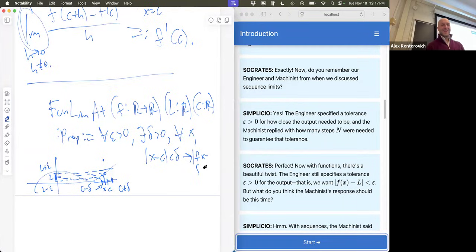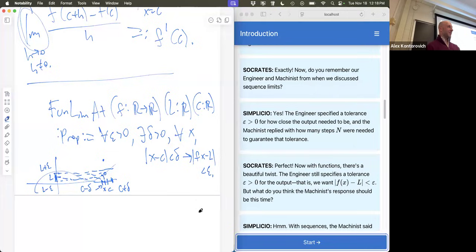L is less than epsilon. So yes, not f of c, because f of c could be something else. A limit has nothing to do with the value at the point C. It's just near the point C. And so we have this limiting value L, and we want to know that that's within epsilon. Okay, you give me an X that's within delta of C. I have to give you the delta, and then I'll guarantee that the function value will be within epsilon of the limit that you want.